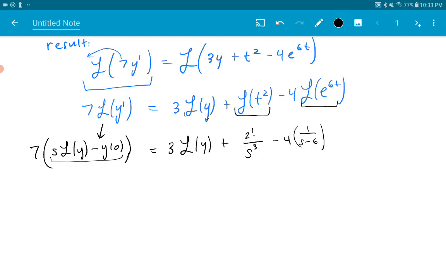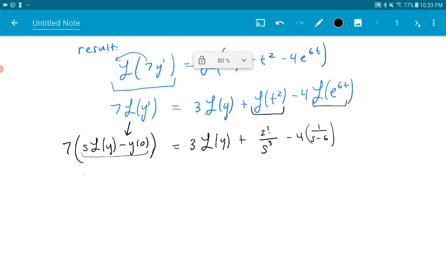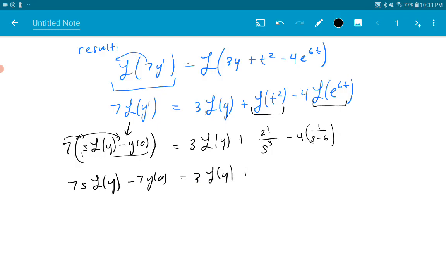Okay, so let's do some work here. We can distribute this 7, so we get 7s times the Laplace transform of y minus 7 y of 0. Right, that 7 got distributed. Equals 3 times the Laplace transform of y plus 2 factorial, which is just 2, over s squared, minus 4 over s minus 6. You might wonder, well, what do we do with that? Why did we do it?